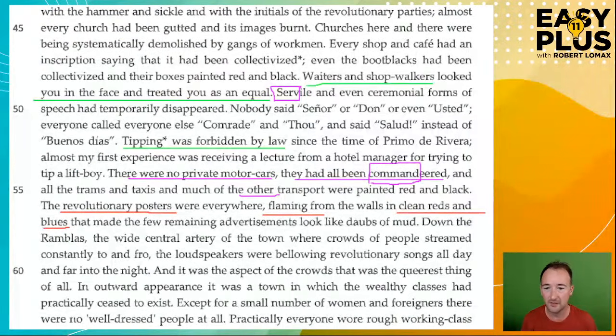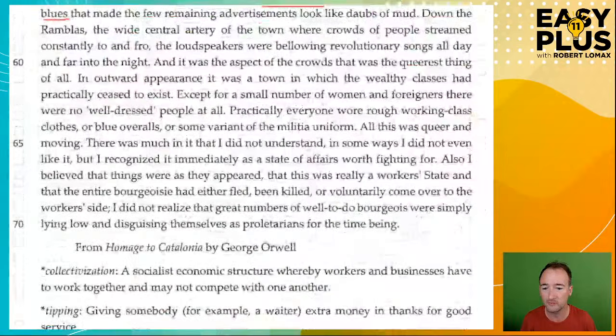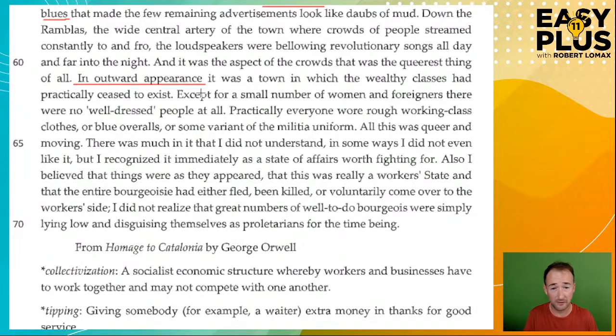Right, that out of the way, let's roll down a bit towards that quotation. So we have got, where are we here? Line 61. In outward appearance, it was a town in which the wealthy classes had practically ceased to exist. We'll keep with red, seeing as we're talking about the purported socialist idyll here. If you don't know why red, Wikipedia. Teacher recommending Wikipedia.